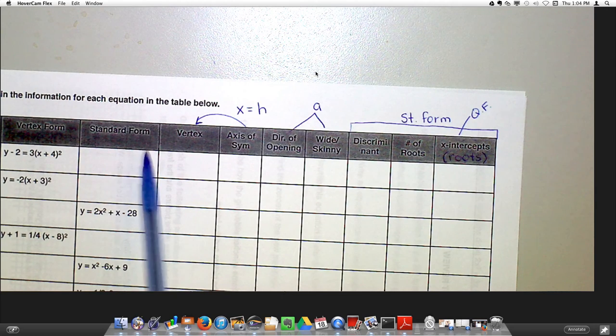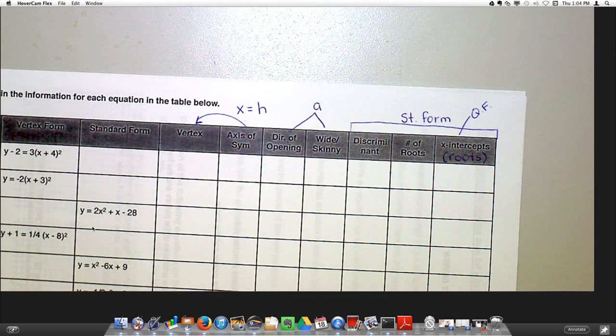Okay, let's try one of the other ones. So take a look at 10, 12, 13, and 15. Let's pick one of those. 11.